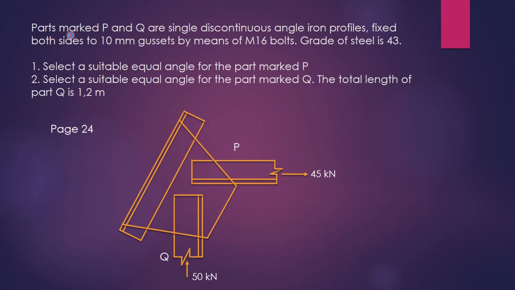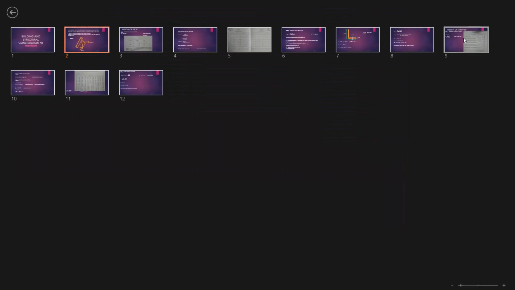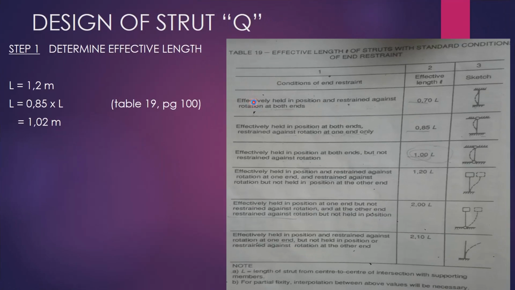It says parts marked P and Q are single discontinuous angle ion profile. So I want you to underline single discontinuous. Okay, it's only discontinuing at one point or one side. Now that is going to guide us when we come to Table 19. All right, single discontinuous, so that's the condition. Let's look at the conditions here in Table 19.